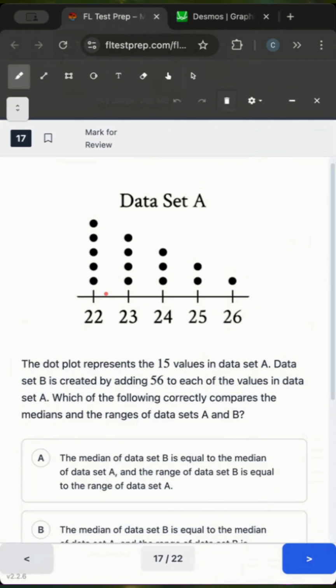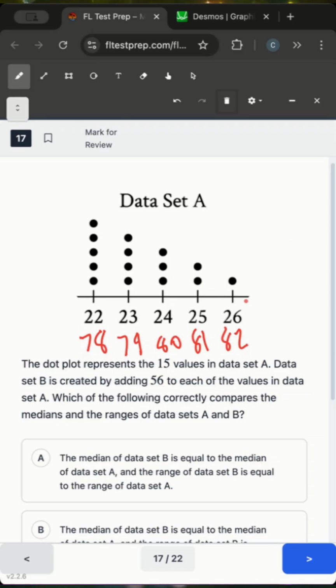What we're doing is we're adding 56 to each of the values. So really what's going on here is this 22 is increasing by 56, meaning that it's going to be 78, 79, 80, 81, 82. So how does this change my median? Let's start with that first.